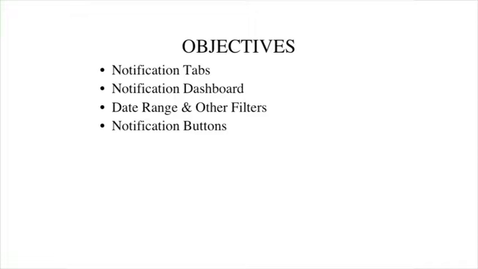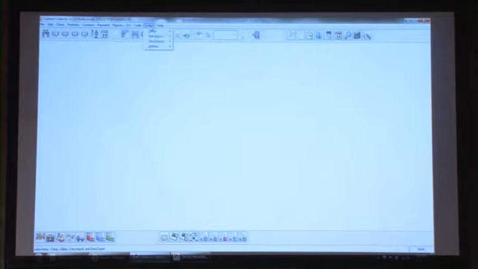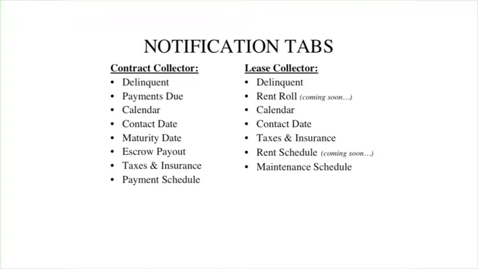So your notification dashboard in Contract Collector, we've seen it a couple times already, is located under your System menu, Utilities submenu is your notification dashboard. And the tabs that you're going to see in contract collector are slightly different than those that you will see in lease collector, but they generally have the same purpose.